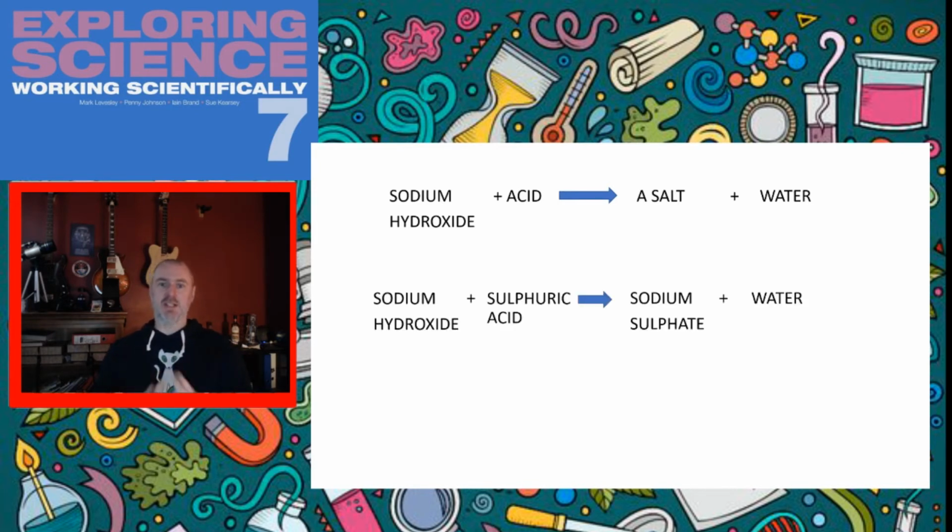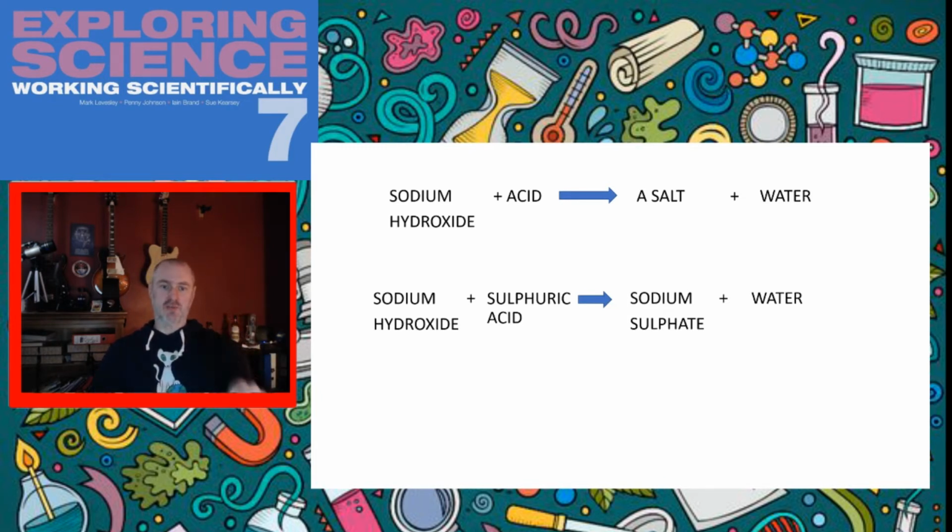The name of that salt is going to depend on two things. It's going to depend on the acid that we use, and it's going to depend on the alkali that we use. I'm using sodium hydroxide here as an example, but we could have used potassium hydroxide, lithium hydroxide, calcium hydroxide, all sorts of hydroxides. So, here in this example, I am using sulfuric acid. Now, there are three acids we've got to get comfortable with: sulfuric, nitric, and hydrochloric. They are the only three that you'll be given in questions like this.